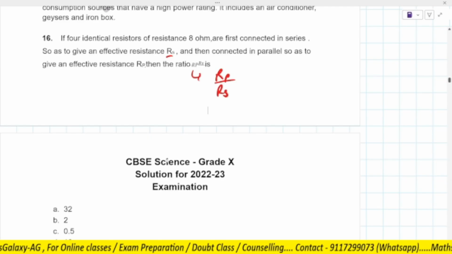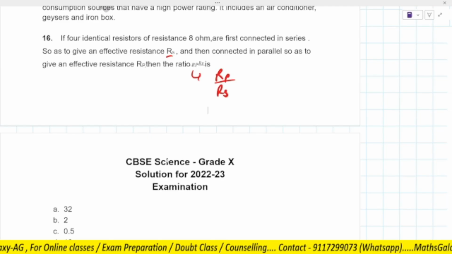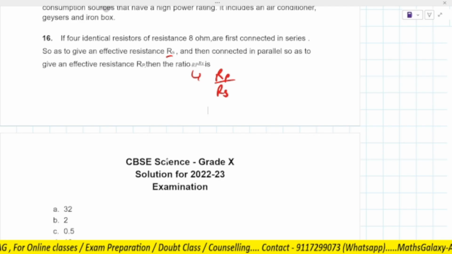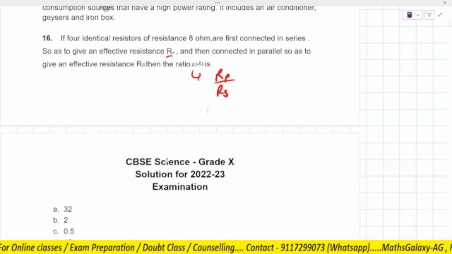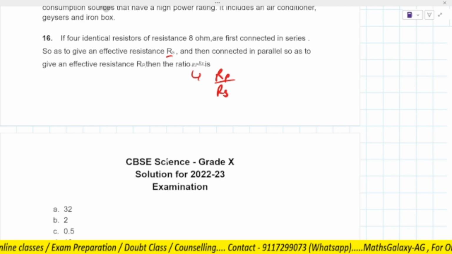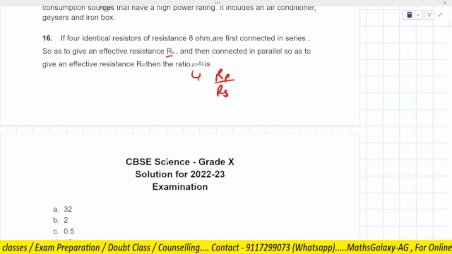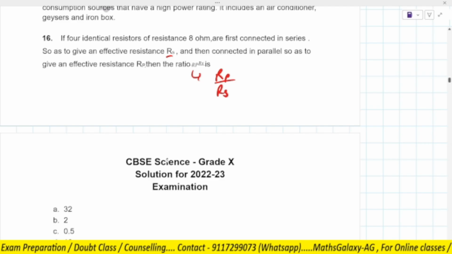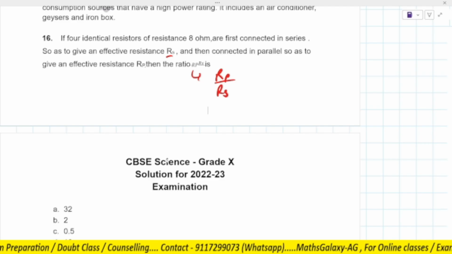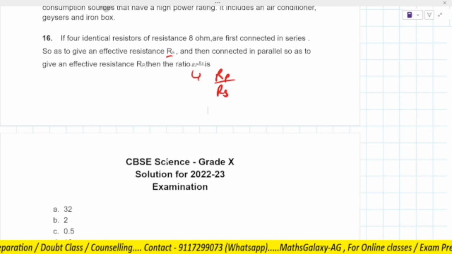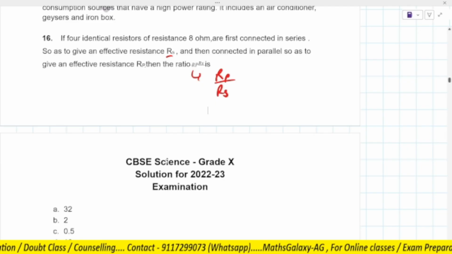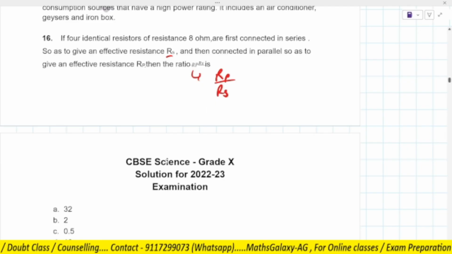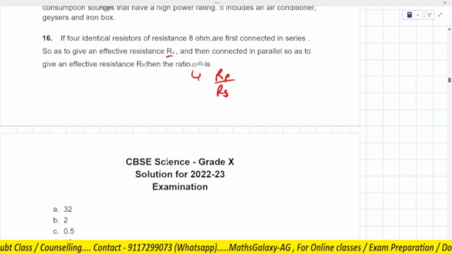The ratio. Four resistors of resistance 8 are connected in series, the four of 8, and then connected in parallel. So it's too simple, just find the resultant resistance for series and parallel and just divide it.